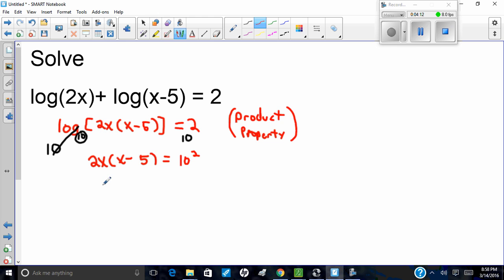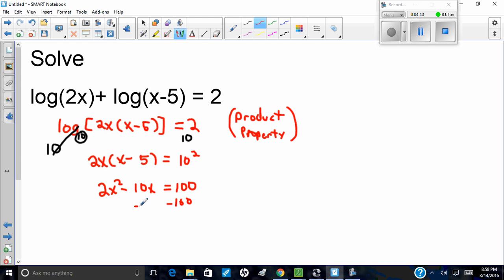I'm going to do some simplification. Distributive property says this is 2x squared minus 10x is equal to 100. Now, unlike our previous examples, this is not a linear equation, this is a quadratic equation. So now we have to look at solving our quadratic, which means factoring or quadratic formula or completing the square. I'm going to attempt factoring first, so I'm going to set everything equal to 0.